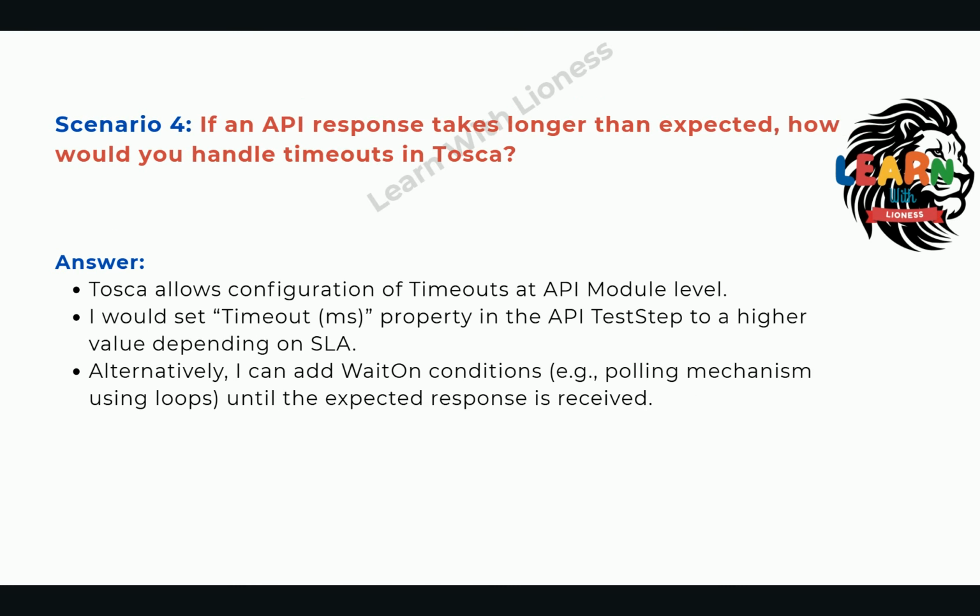Scenario 4. If an API response takes longer than expected, how would you handle timeouts in Tosca? Answer. Tosca allows configuration of timeouts at API module level. I would set the timeout in milliseconds property in the API test step to a higher value depending on SLA. Alternatively, I can add wait on conditions, for example, a polling mechanism using loops, until the expected response is received.